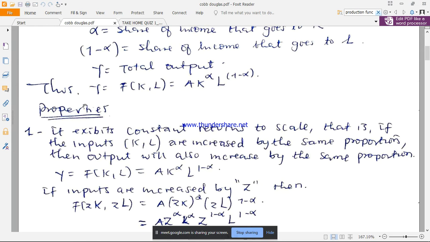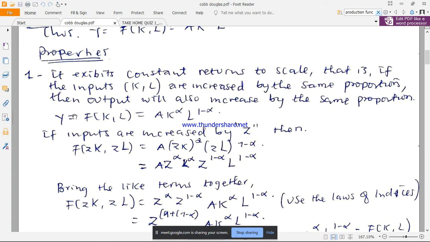So let's now look at the properties of the Cobb-Douglas production function. The first property is that it exhibits constant returns to scale. I think by now we understand what it means: if the inputs, in this case capital and labor, are increased by the same proportion, then output will also increase by the same proportion.